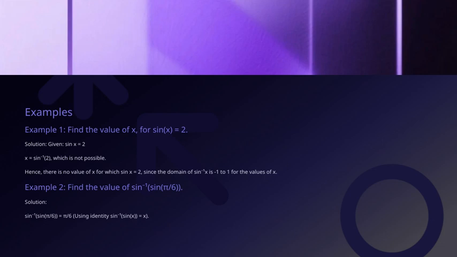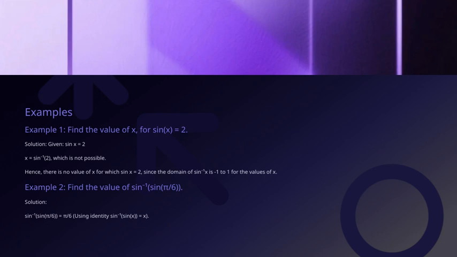However, I want to highlight an important point here. There is no value of x for which sin x equals 2. That's because the sine function only outputs values between -1 and 1. So, when we see sin inverse of 2, it's actually impossible to find a real number that satisfies that equation. In fact, if we try to write it out, it would be sin inverse of 2, which isn't defined within the real numbers because 2 is outside the range of the sine function.